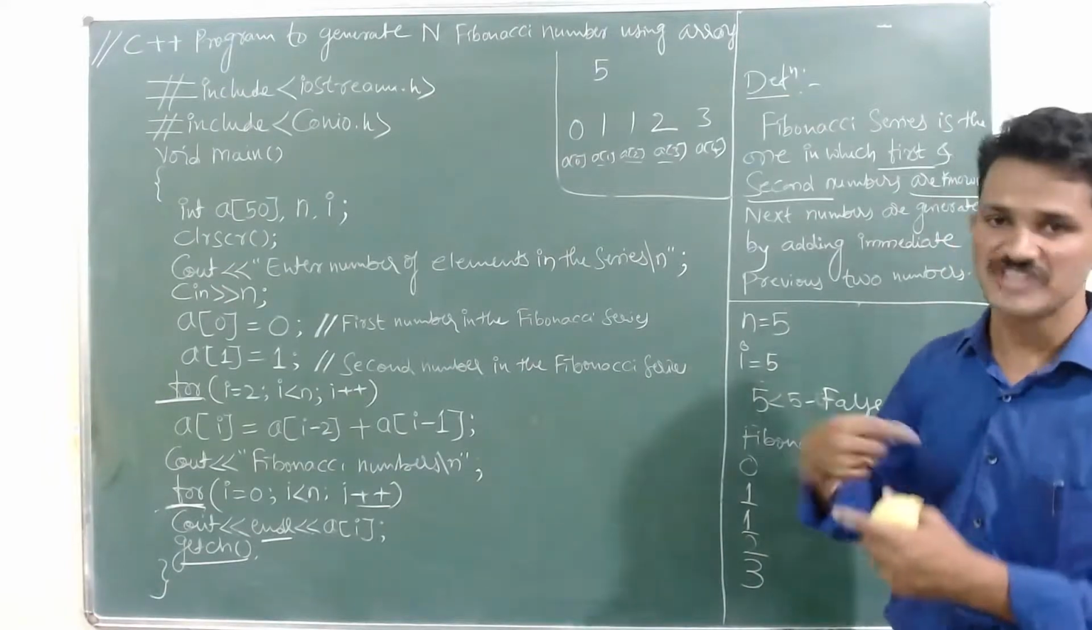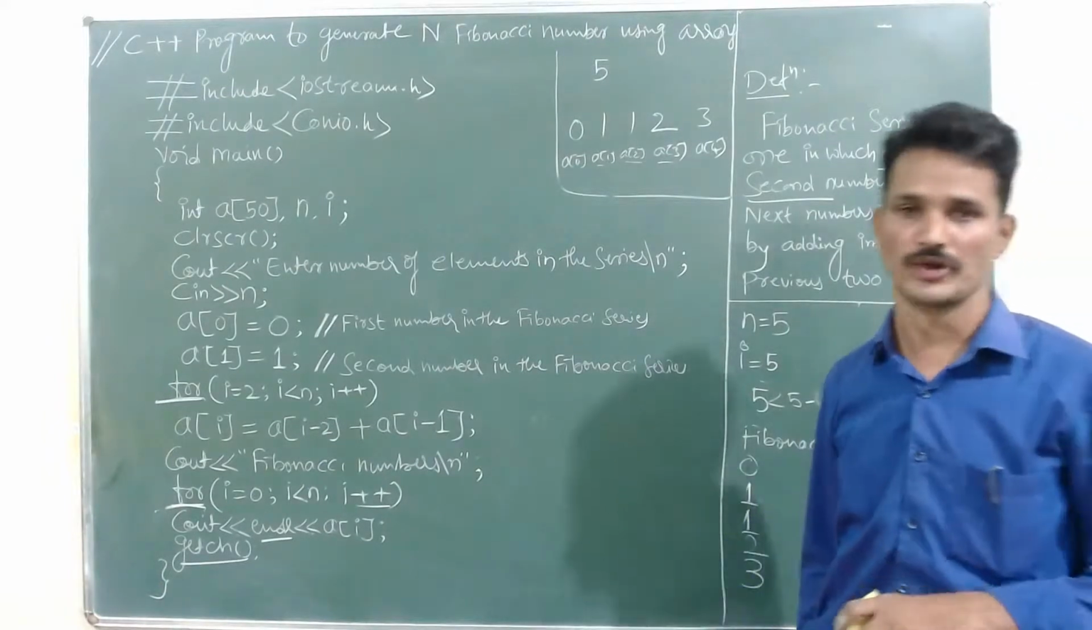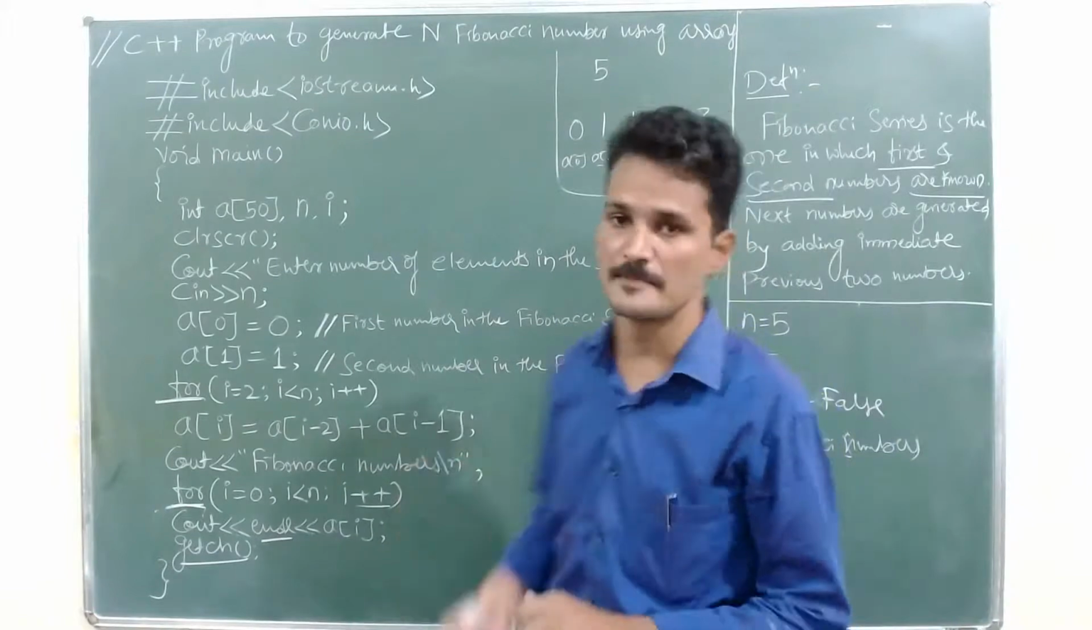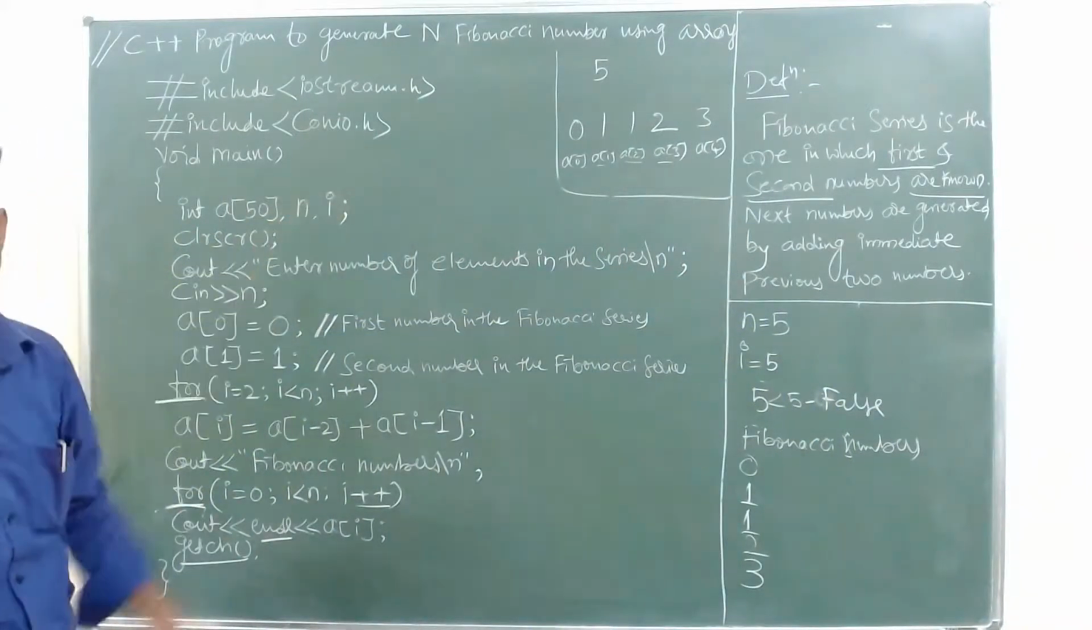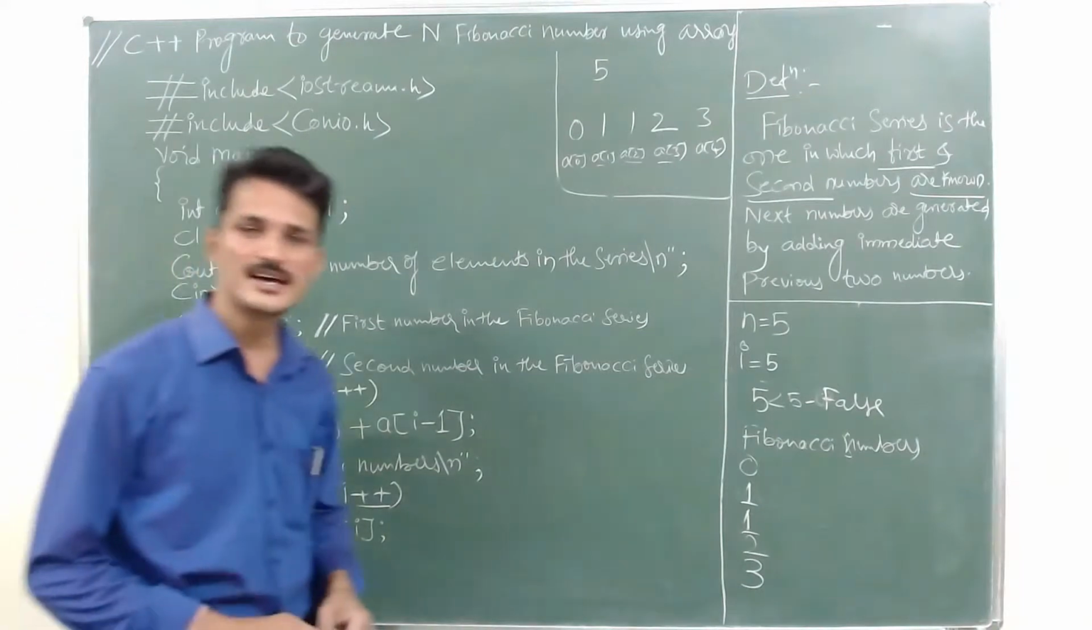Still, you can change the value and you can analyze the program. This is the simple C++ program to generate n Fibonacci numbers using the concept called arrays.